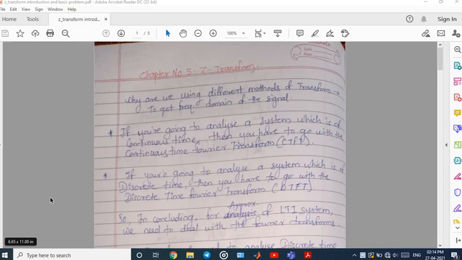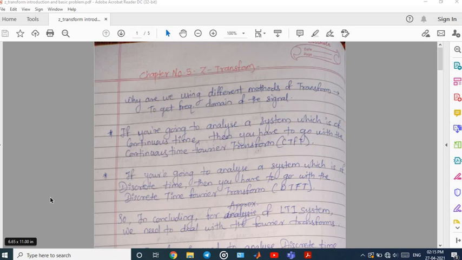Good afternoon to all. So today we are going to learn chapter number 5, that is Z transform. Okay. So basically Z transform is nothing but we are going to have a frequency response of a signal in Z plane. Okay. So we are using different methods of transform, that is continuous time Fourier transform, discrete time Fourier transform. Why we are using these methods? Okay. The answer is to get the frequency domain of the signal.